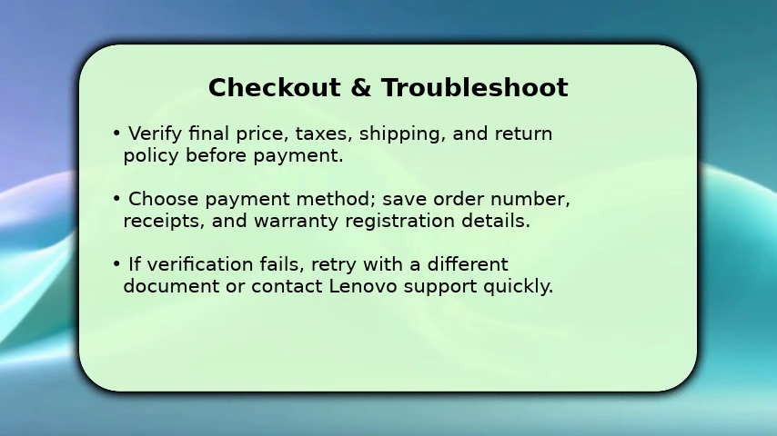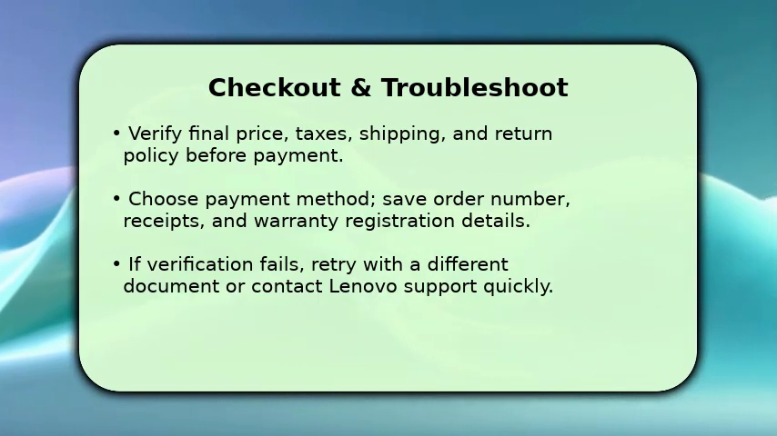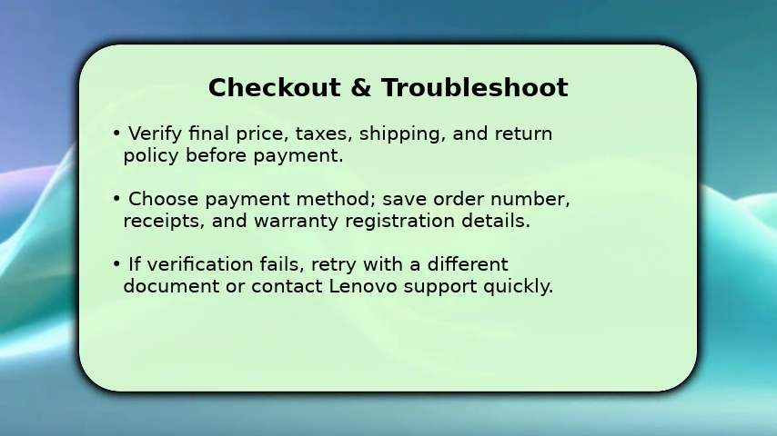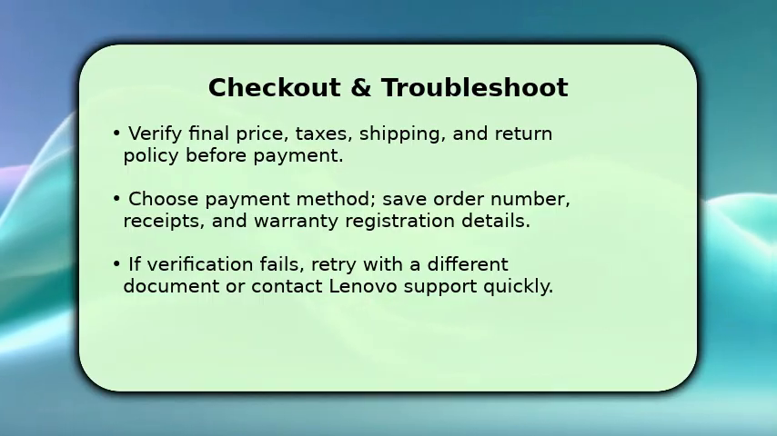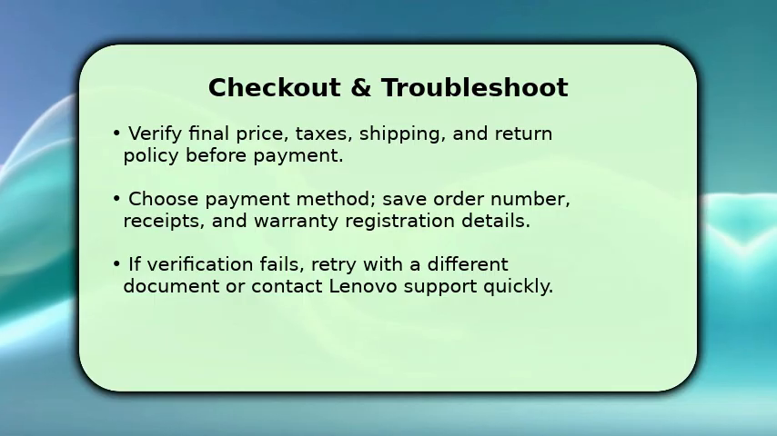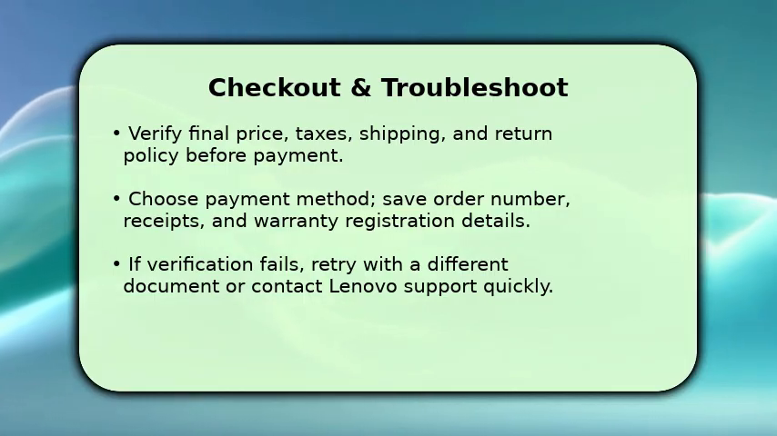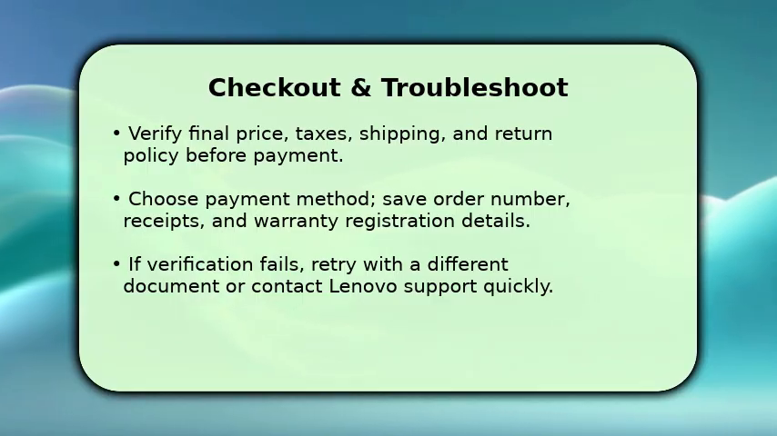Finish by double-checking the total, academic discount, taxes, shipping, and return terms. Then complete payment with your preferred method. After purchase, save the order number, confirmation email, and upload warranty registration if available. This protects your student pricing and future claims.